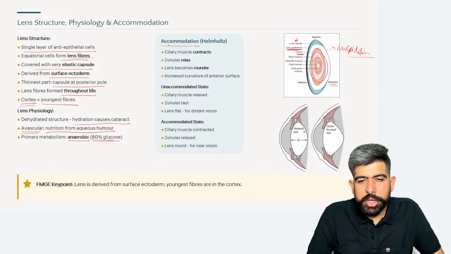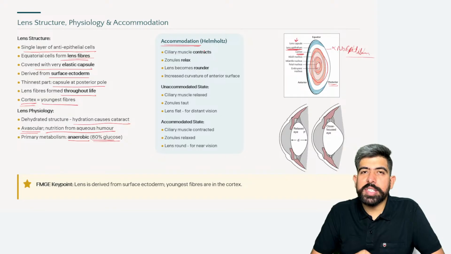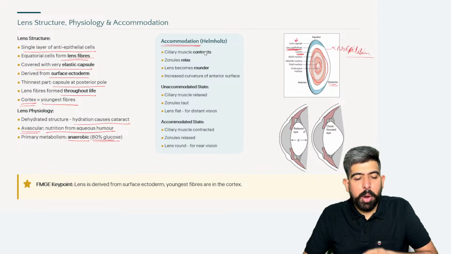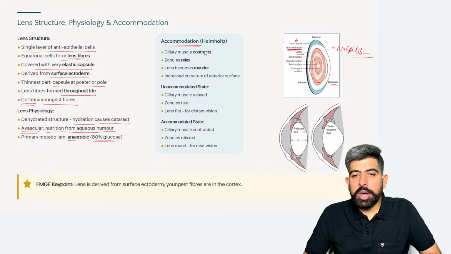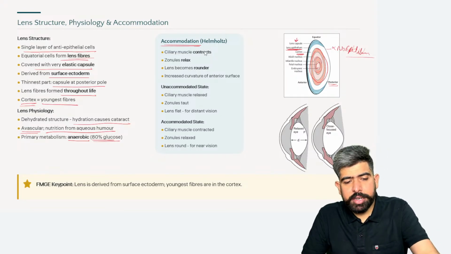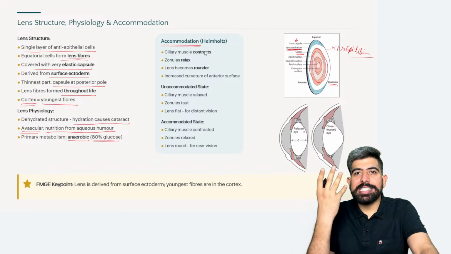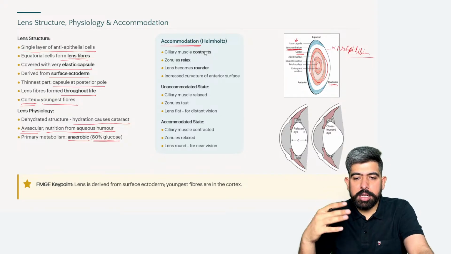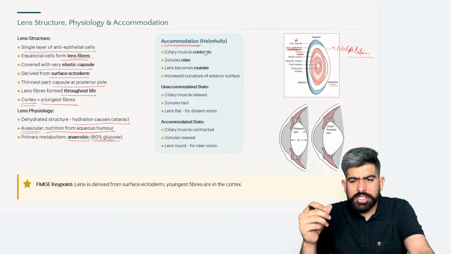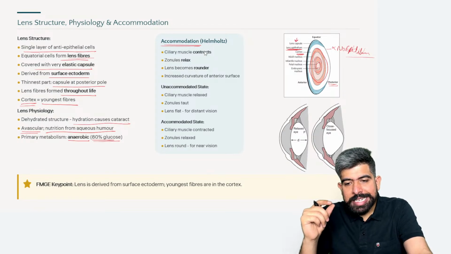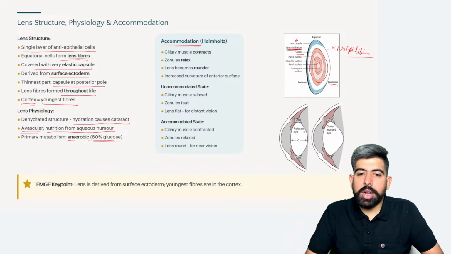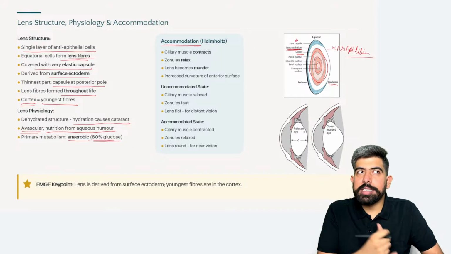Now, we're talking about accommodation, right? We studied the anatomy of the lens, then the lens physiology. Now we are moving forward to the important topic of the lens, which is accommodation. What is the meaning of accommodation? Please remember about it. Whenever you are looking at far objects and suddenly you look at near objects, in this condition our eye makes some changes, increasing the power of the eye, and this is called accommodation.